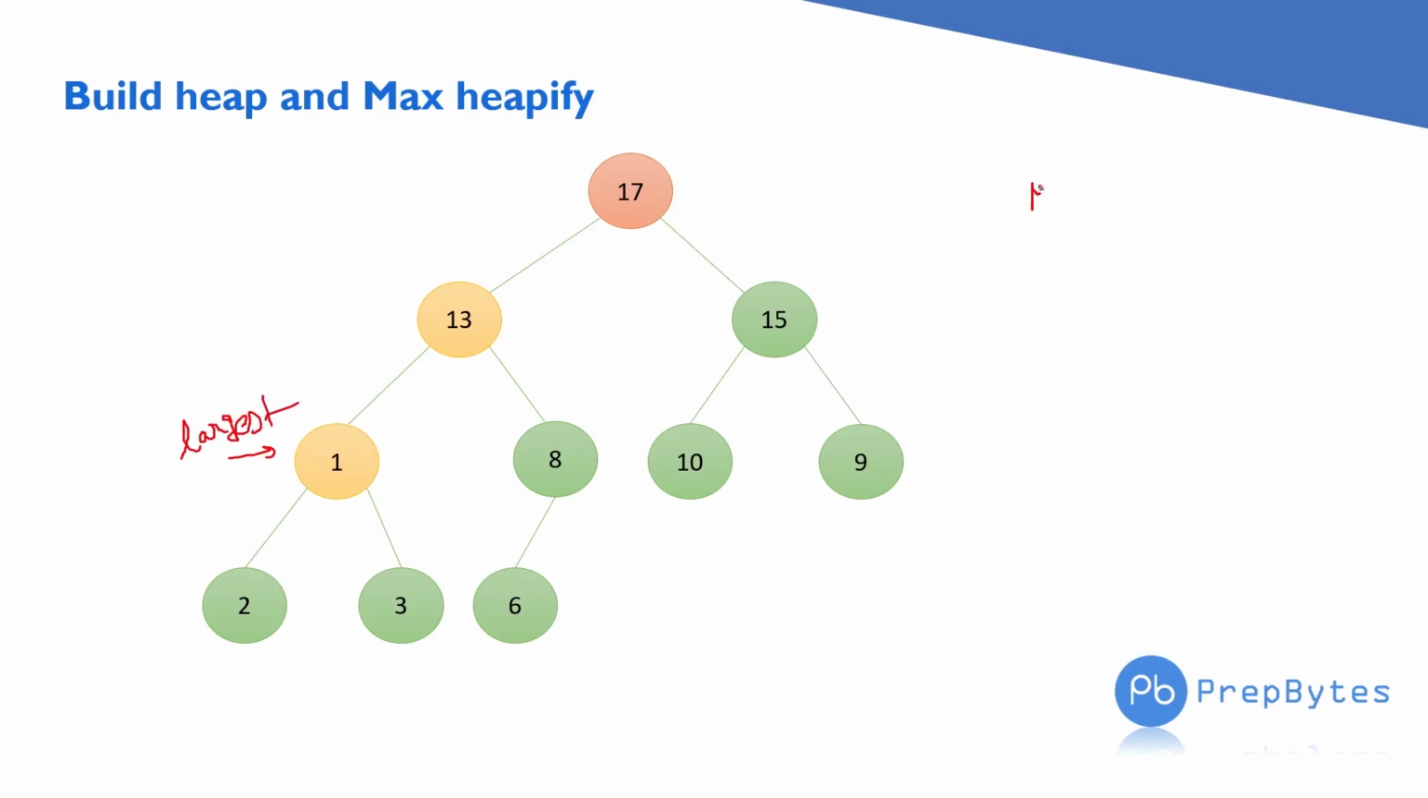So again the max heapification process will be called on 1. Again the process will be called because still this is not a leaf node. So we have to check for heapification again. So when the max heapification process is called again, what will happen? It will pass the array and the largest.